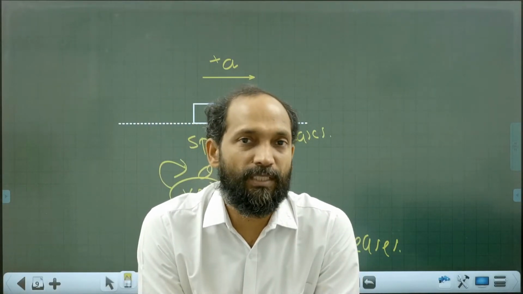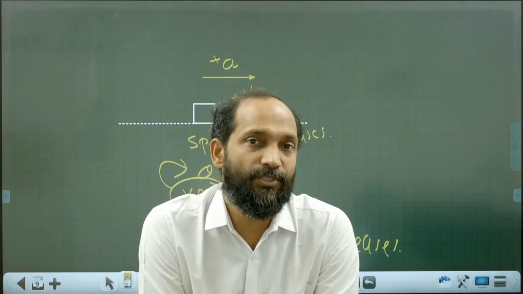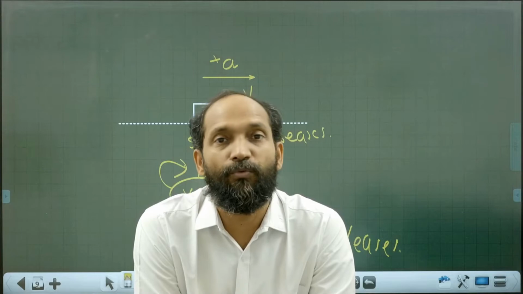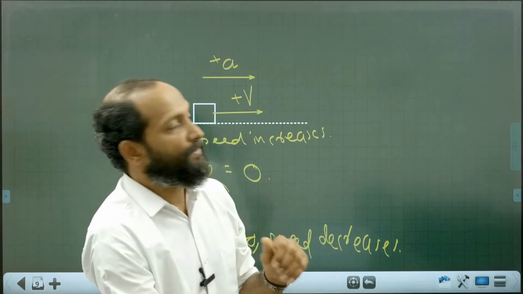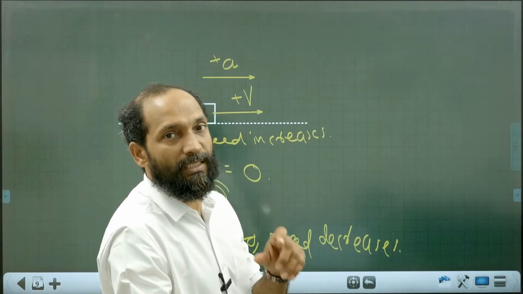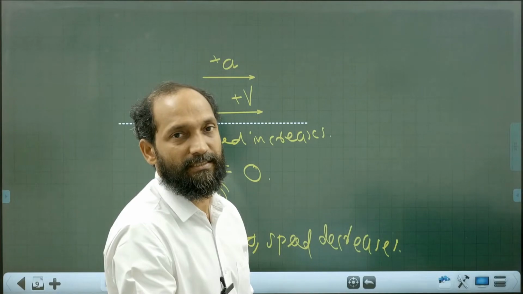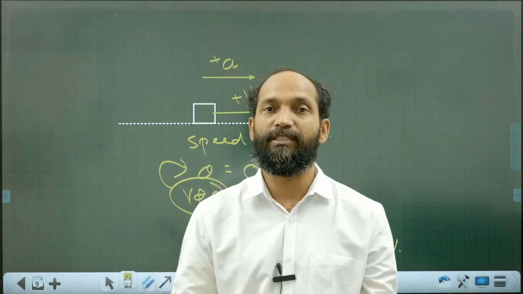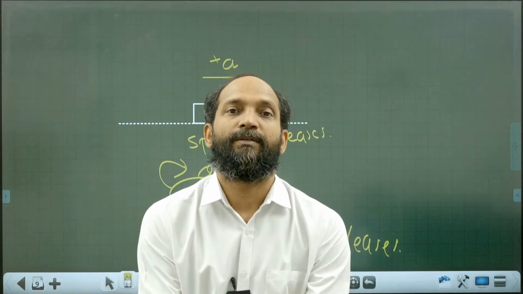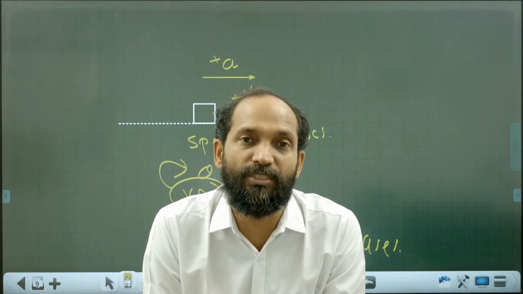Can you guess what those values are? Either 0 or 180. 0 if speed is increasing, 180 if speed is decreasing. In one dimensional motion, there are only two possibilities for the angle between velocity and acceleration. 0 or 180. 0 means speed increasing, 180 means speed decreasing. When a car is stopping, its velocity and acceleration are in opposite directions.